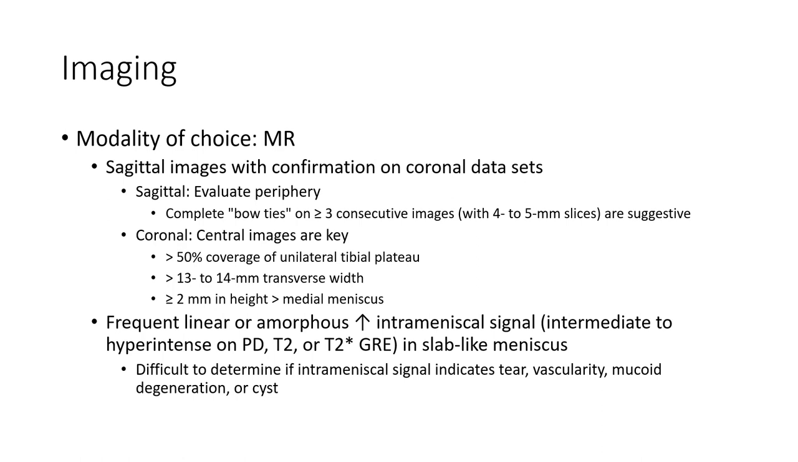Frequently near the meniscus, increased intrameniscal signal, intermediate to hyperintense on PD, T2, or T2 star, in the meniscus. Difficult to determine if intrameniscal signal indicates increased vascularity or a degenerative process.